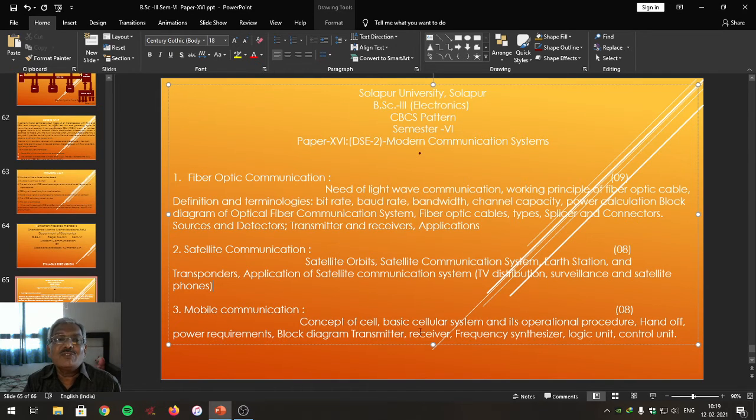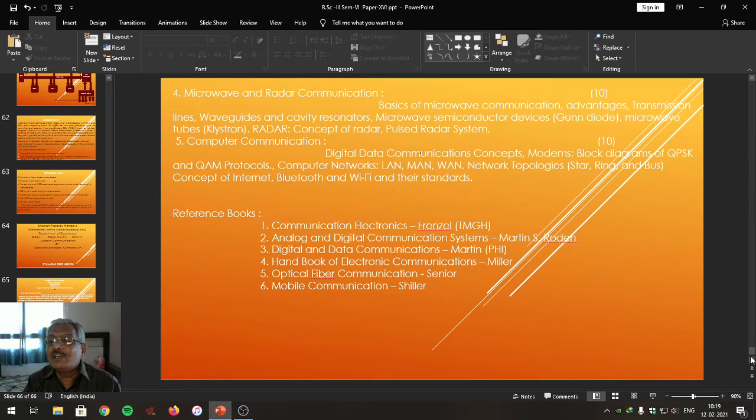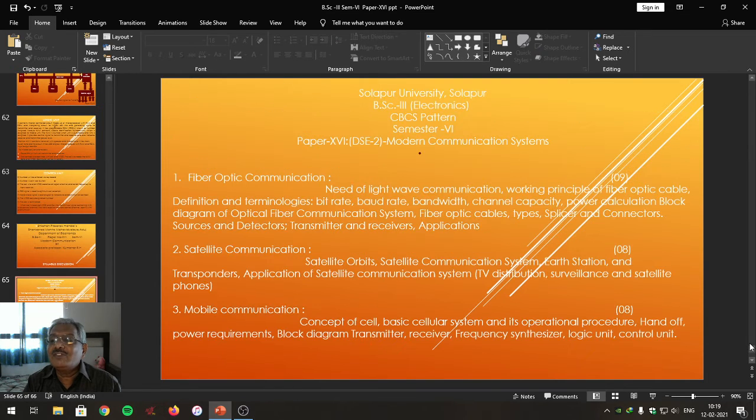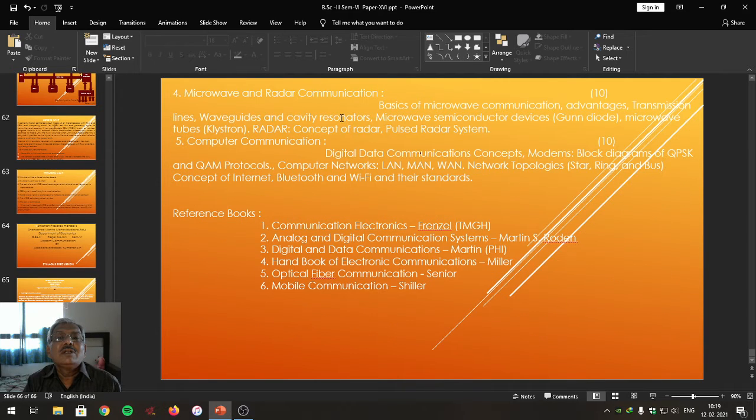So these are the aspects we are going to cover in the third topic to be referred as the mobile communication. Dear students, then that mobile communication is required to be covered within again the 8 periods. To continue with fourth topic that is related with microwave and radar communication. Friends, microwaves are widely used even for the satellite communication and also for the radar communication and also for the mobile communication.